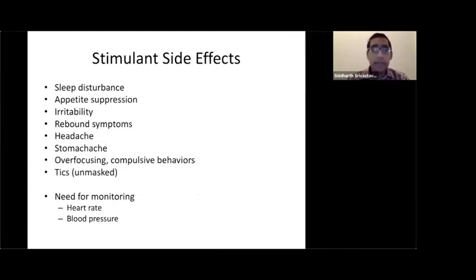Stimulants can have various side effects. Side effects include things like appetite suppression, sleep problems, irritability, rebound symptoms as the medication wears off, headache, stomachache, compulsive behaviors, tics. Keep in mind, this does not mean that you will develop all of these side effects. This is only the range of possible side effects. Sleep and appetite changes tend to be among the more common side effects that you see with stimulants. You do have to periodically monitor heart rate and blood pressure while being on a stimulant.